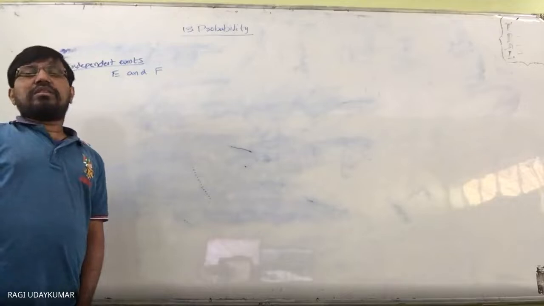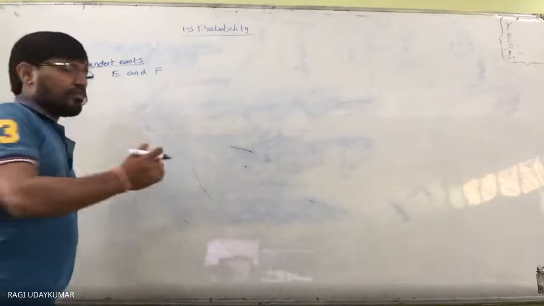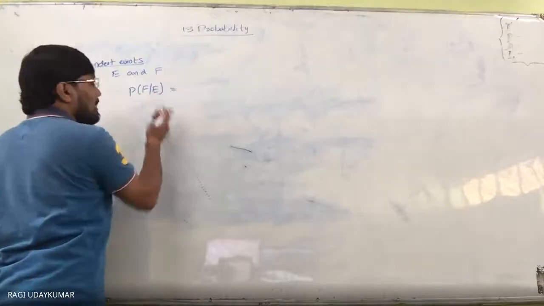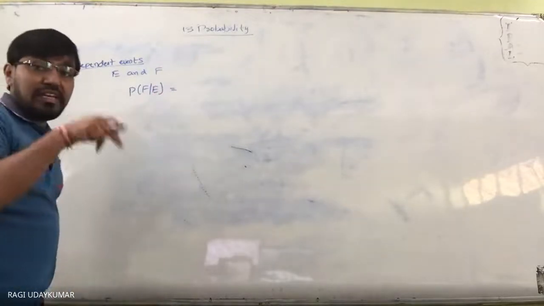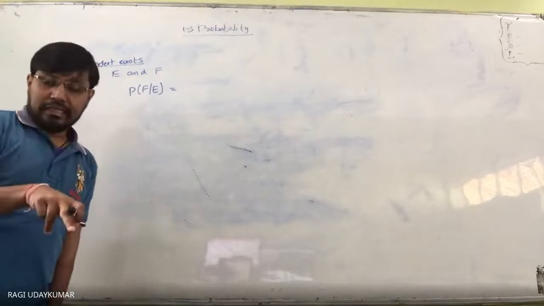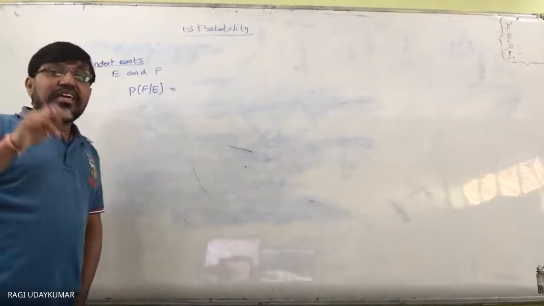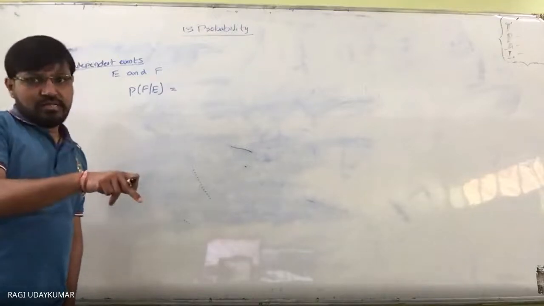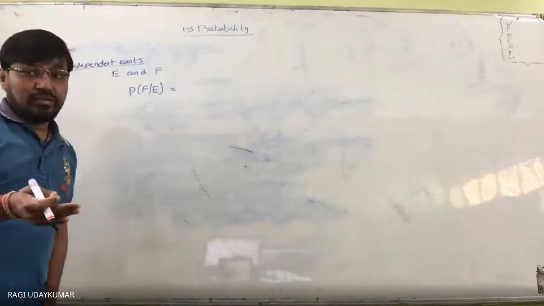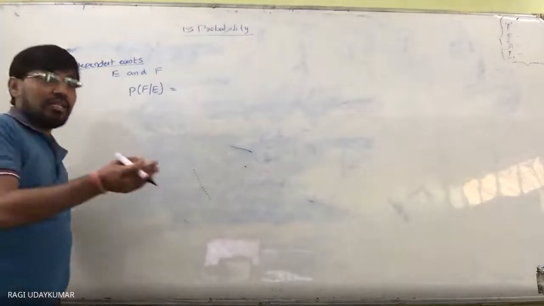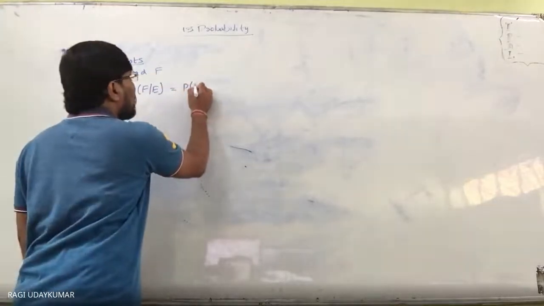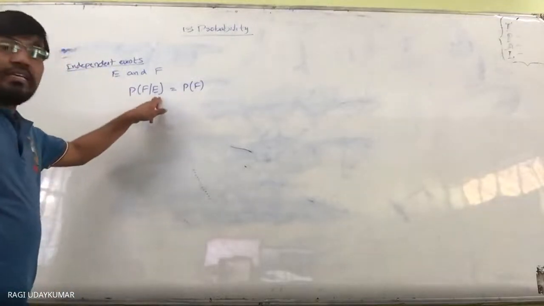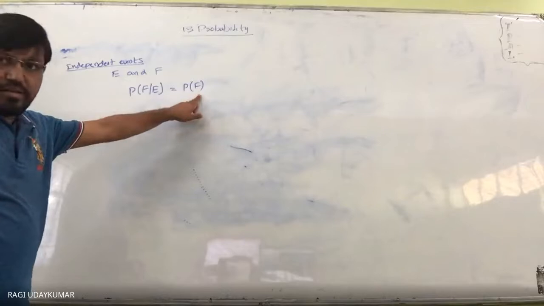If you see here, the probability of F given E, that is, given that E has already occurred, means that the occurring of event E is not affecting the occurring of event F. It is not affecting. So when do we say that it is not affecting? When the probability of F given E is equal to the probability of F.